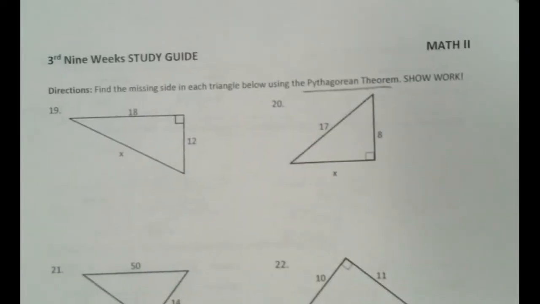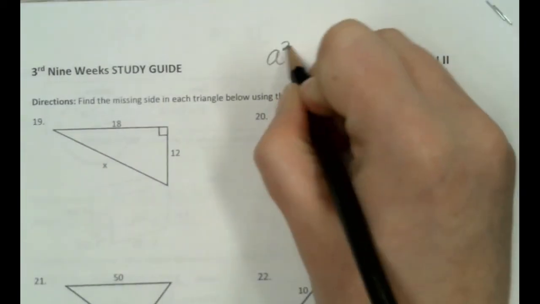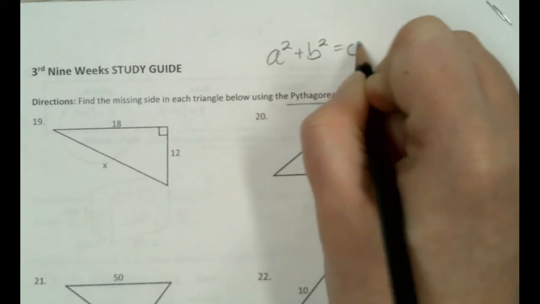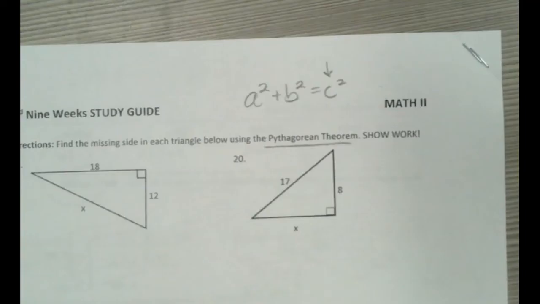Alright, last page here, which is the Pythagorean Theorem. And this was probably, everybody did the best on this right here. So hopefully you remember that is a squared plus b squared equals c squared. And this one must be the hypotenuse.